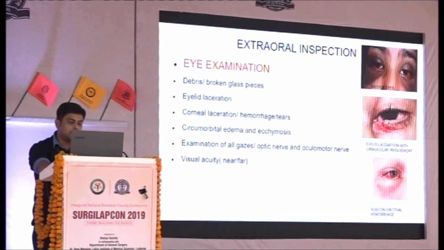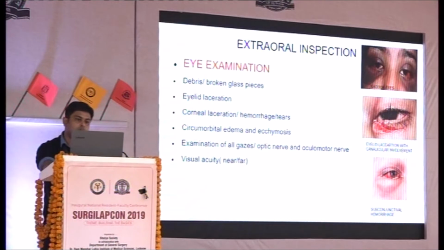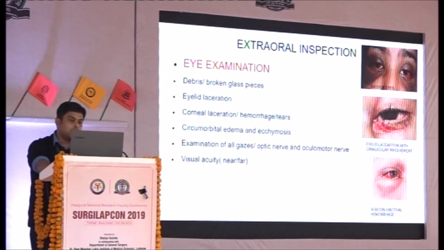Then after the scalp examination, we move on to the examination of the eye. We look for any debris or any broken glass pieces. We look for any eyelid laceration, which can be complete or partial, with involvement of the canaliculi or without involvement of the canaliculi, for any corneal lacerations and tears, and any circumorbital edema and ecchymosis. Like in the first picture, we can see a periorbital ecchymosis. It is known as raccoon eyes, suggestive of a head injury.